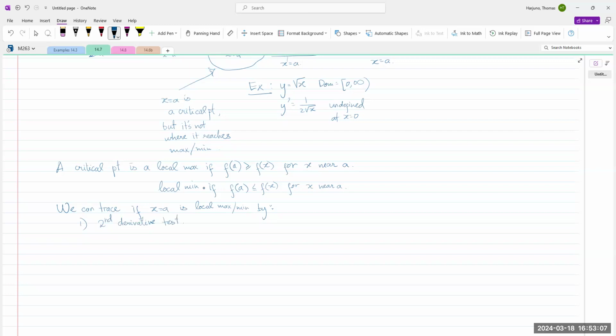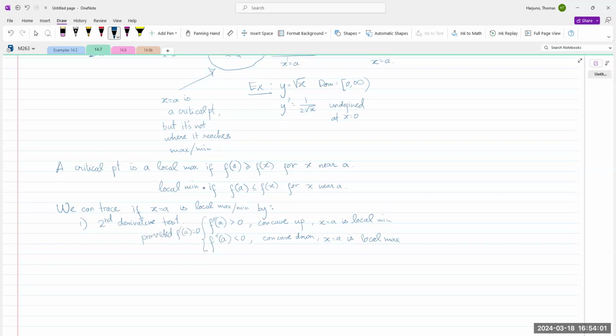Right, so we basically see that if the second derivative at a is positive, it means it's concave up, and therefore x equals a is a local minimum. If the second derivative at a is negative, it means it's concave down, and x equals a is a local maximum, provided the first derivative at a equals 0, right?